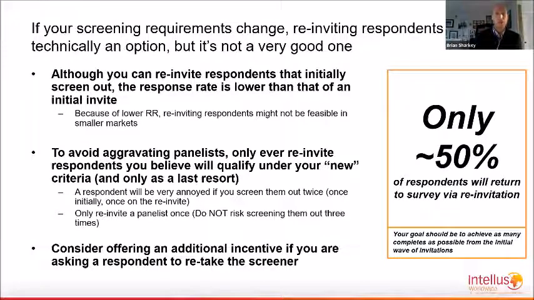And then finally, do consider offering an additional incentive if you are asking a respondent to retake the screener. Hopefully you can implement technological solutions within your survey that will reinsert a respondent where they left off. But if that's not the case, I would certainly consider offering that additional incentive.